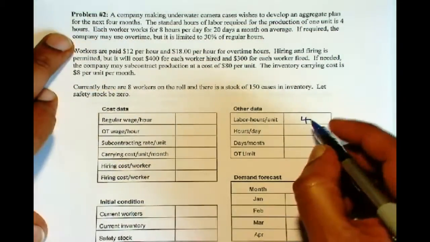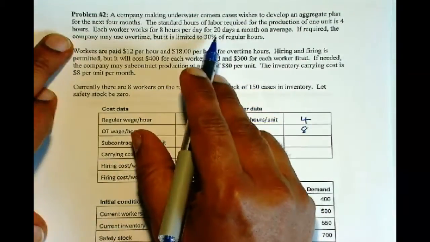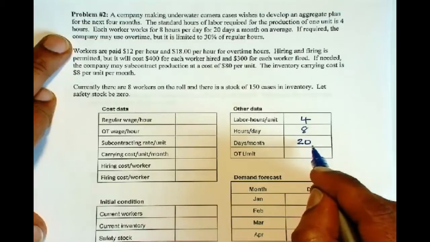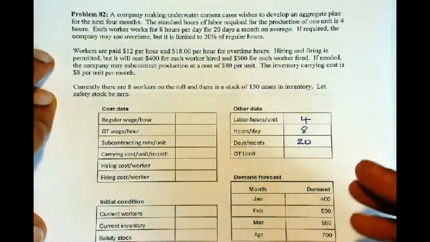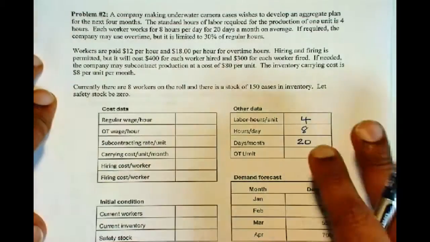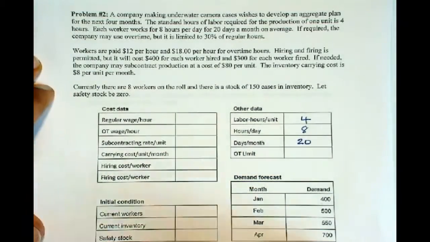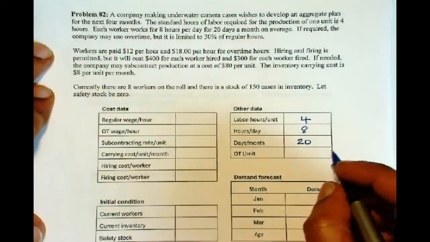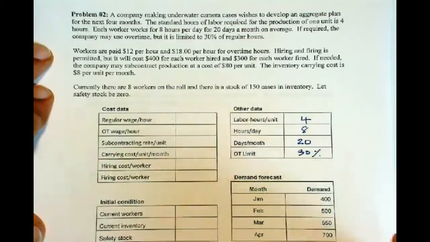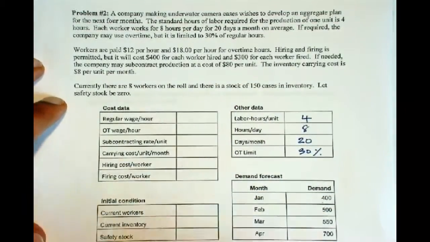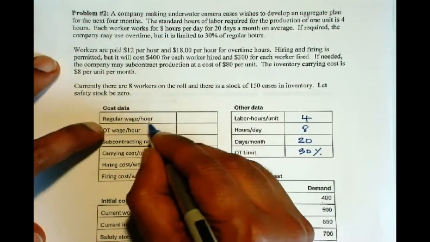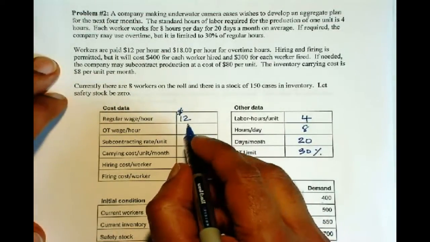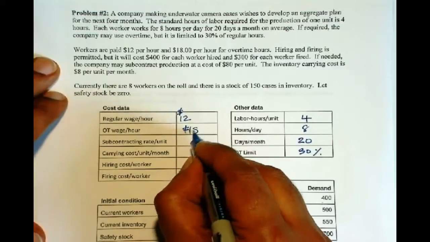Each worker works 8 hours a day and 20 days a month on the average. So we are going to use the same number of days each month. So our calculation need not go down to the days level, but we can leave it at the month level. If required, the company may use overtime, but is limited to 30%. So overtime is limited to 30%. Now workers are paid $12 per hour, so regular wage rate is $12. Overtime is $18.